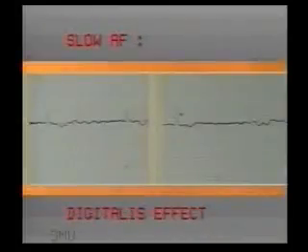Bradycardia may also be due to effect of drugs like beta blockers or digitalis. Note this atrial fibrillation whose rate is less than 60 per minute due to effect of digitalis.